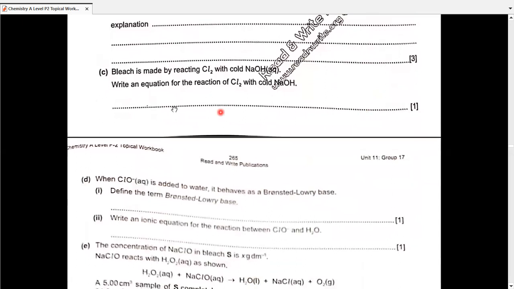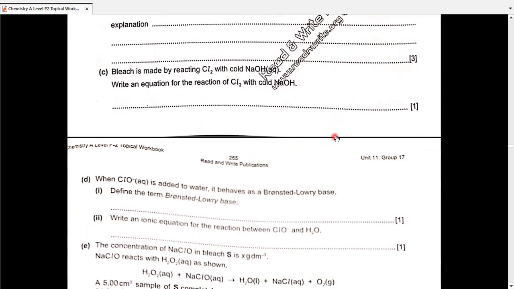Okay. Next question. अब ये रटी रटाई equation है, ये याद कर लें, ये सच में बार बार आती है. One is with cold dilute NaOH, one is with hot concentrated NaOH. ठीक है? This one is for cold dilute NaOH.